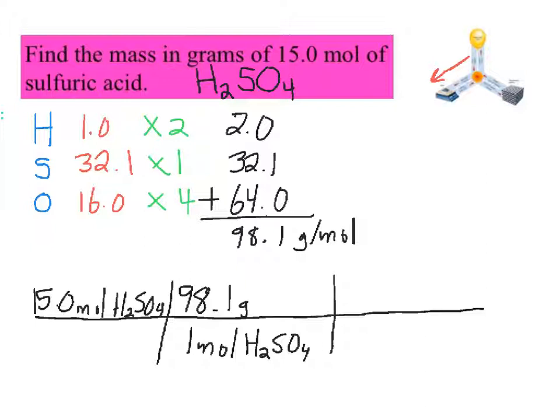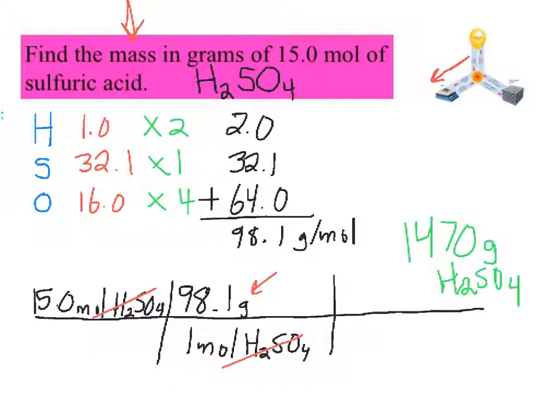And moles of H2SO4 cancel top and bottom. So I am left with grams, and that's what I wanted. I wanted to find a mass. I wanted to find a mass of sulfuric acid. So after calculating, the answer that I get, with correct sig figs, will be 1470, and that is going to be grams of H2SO4. And that is my final answer here.